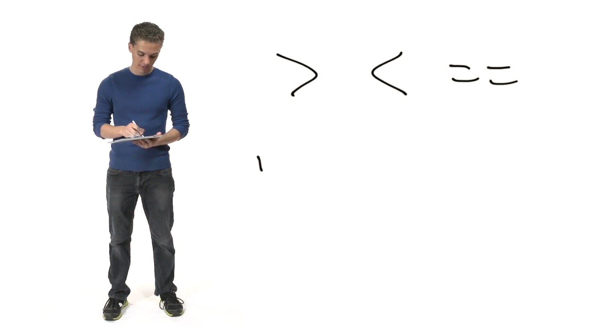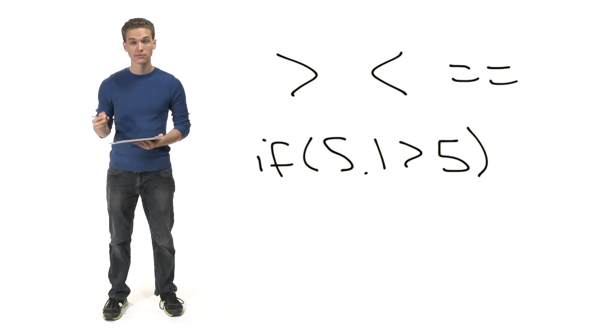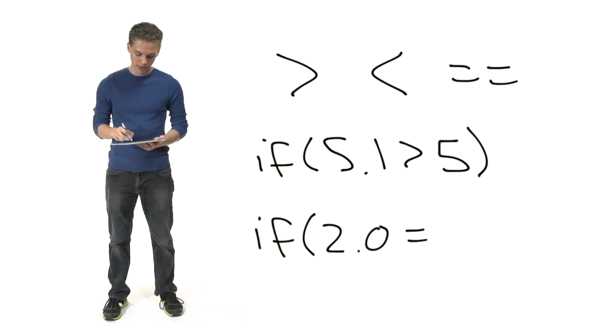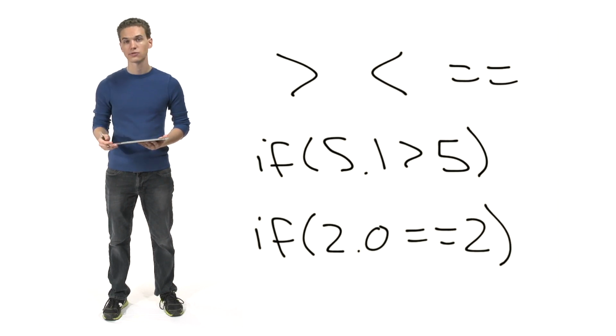Implicit casting is also used in comparison operators like greater than, less than, or the equality operator. In this way, we can say if 5.1 is greater than 5, and we get the result true, because 5 is an int, but it'll be cast to a float in order to be compared to the float 5.1. We'd say 5.1 is greater than 5.0. The same is true with saying if 2.0 equals 2. We'd also get true, because the computer will cast the integer 2 to a float, and then say 2.0 equals 2.0. This is true.